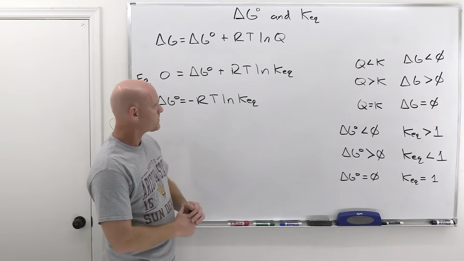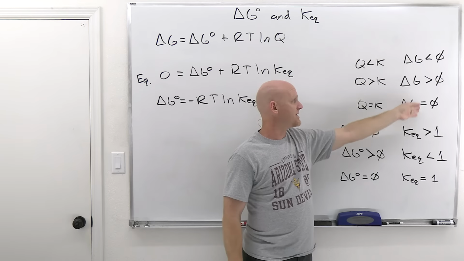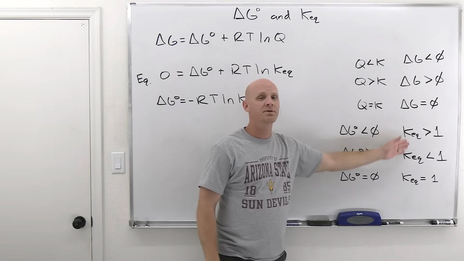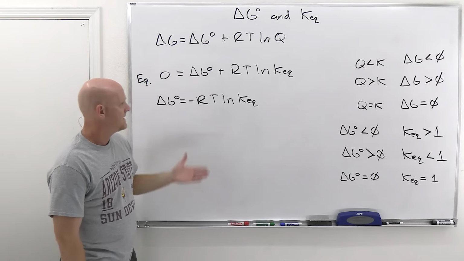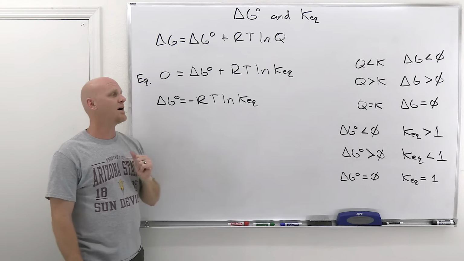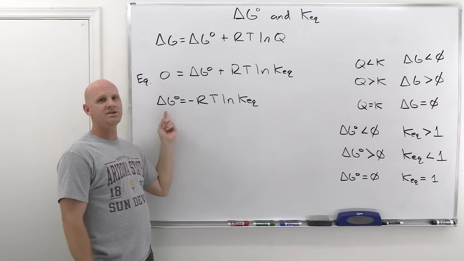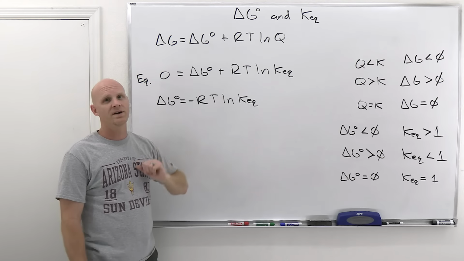All right, cool. So here's some relationships between Q and K and how that affects the non-standard delta G value. Here's a relationship between delta G standard and the equilibrium constant as well, and you should know both sets of these lovely relationships. Now, you might also be doing a plug-and-chug type calculation here. If at a given temperature I give you K, then you can calculate delta G standard. If at a given temperature I give you delta G standard, then you can calculate K.